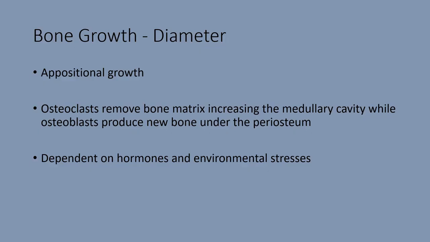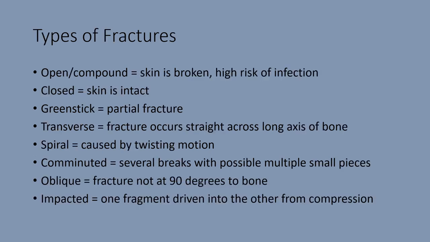So what happens is the osteoclasts tend to be more interior. As they remove the bone matrix, they're going to increase the medullary cavity. The size of that's going to increase. Whereas the osteoblasts are going to be producing new bone under the periosteum on the outer surface. So it's like you take away on the inside, you add to the outside. And that's how you will grow in diameter. That is also how you're going to be responding to different stresses.